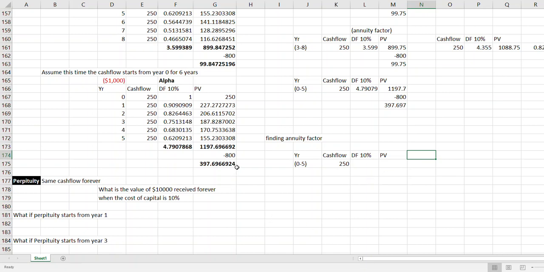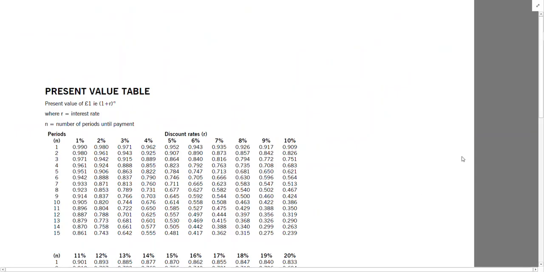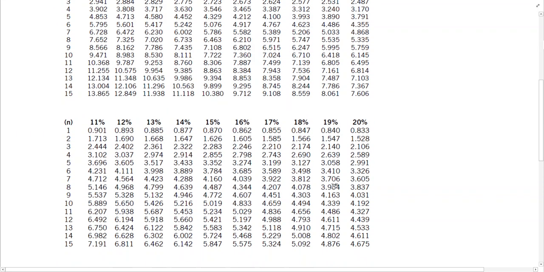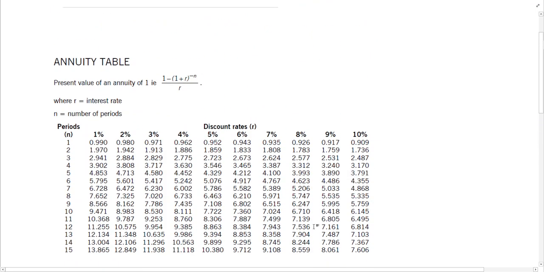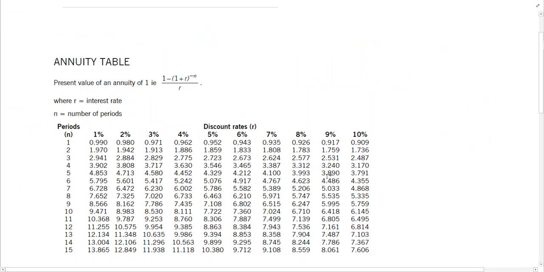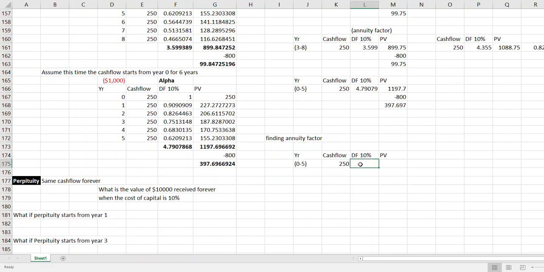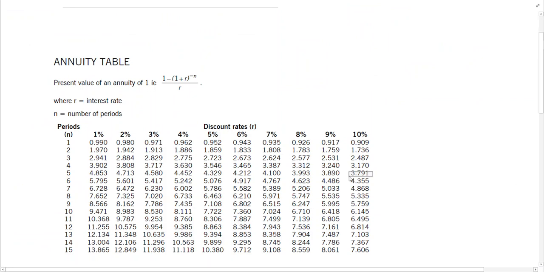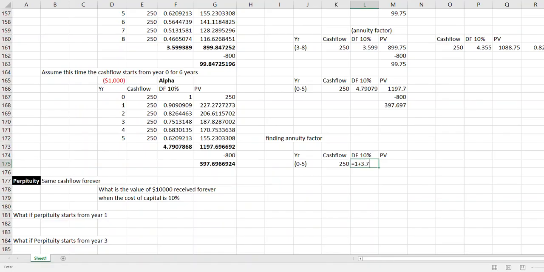Now if we do it in the annuity table, it ends in year 5. Year 5 is 3.791. Now the thing about annuity tables is it doesn't have year 0. It starts from year 1. So we know that the discount factor of year 0 is always 1. So we'll just add that. 1 plus the annuity factor of 3.791. And it will work.